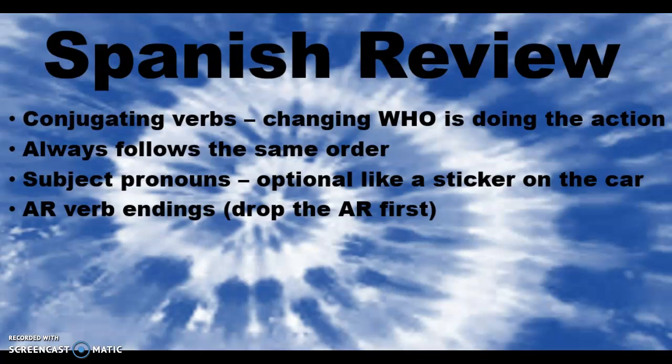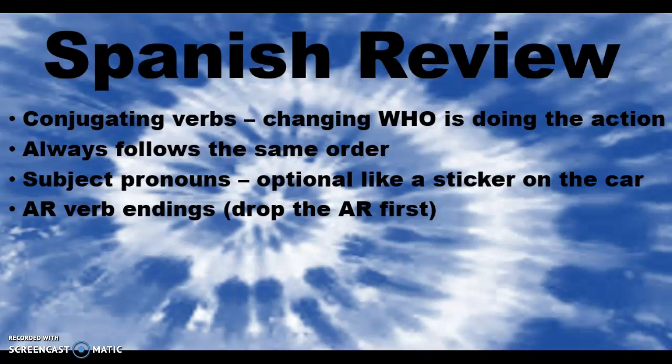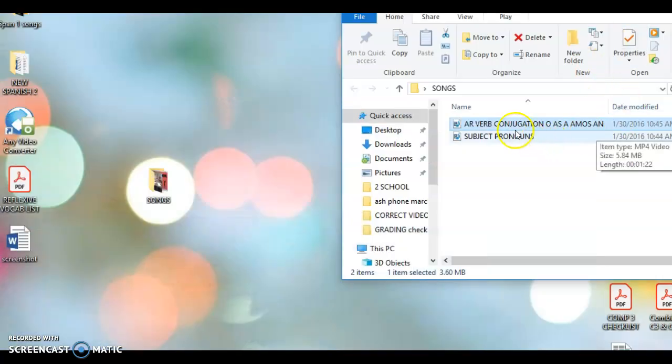We also had learned about subject pronouns. Those are those words, yo, tú, él, ella, usted. Those are optional, like a sticker on the car. And I didn't want you to forget this wonderful song we've had, guys. So here's that subject pronoun song.